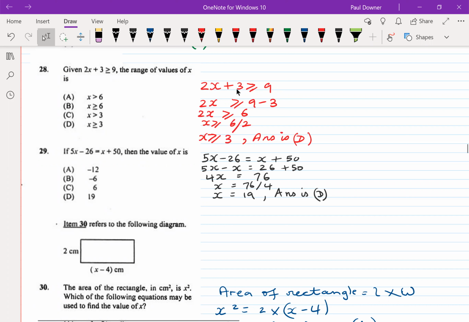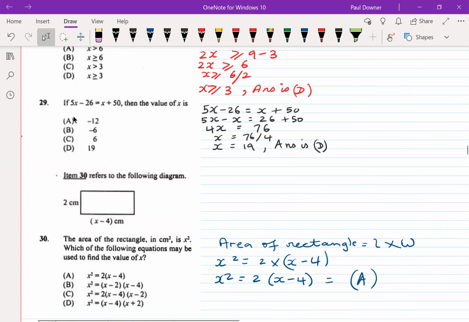you get rid of this plus 3, and you do that by minusing 3 on both sides. If I minus 3 here, I get nothing. If I minus 3 here, I get 6. 9 take away 3 is 6. Then I divide the left-hand side by 2, so I get x, and I must also divide the right-hand side by 2, which I did here. 6 divided by 2 is 3. So your answer is x is greater than or equal to 3, and that corresponds to answer D. Let's check it out. x is greater than or equal to 3.